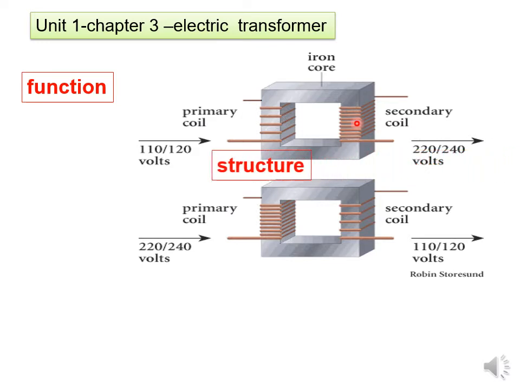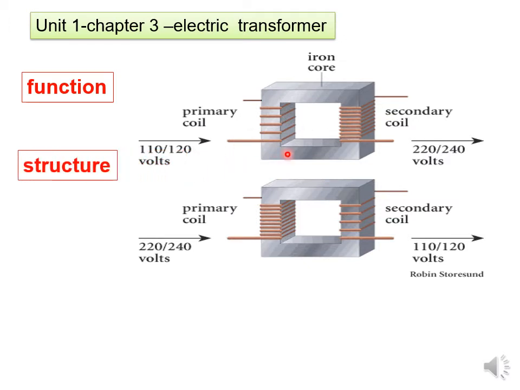Structure: number 1, core, made of insulated wrought iron sheets. Core made of insulated wrought iron sheets.